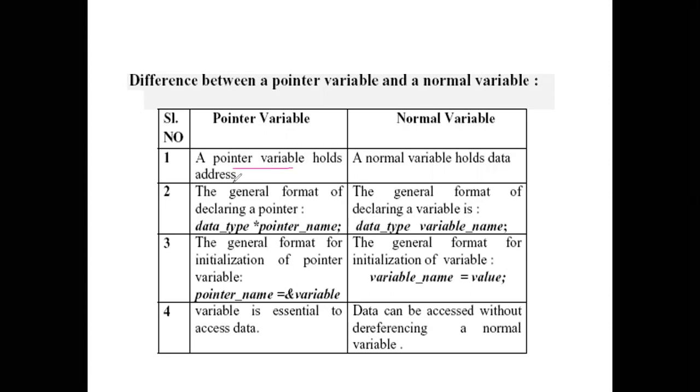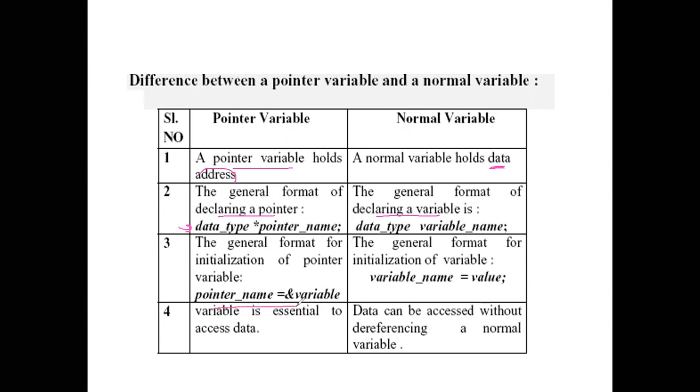A pointer variable will have the address, whereas a normal variable will have the data. Write the example. The general format of declaring a pointer, which you already studied, and how to declare a variable. You can write an example for this: int *p. So here, int a.